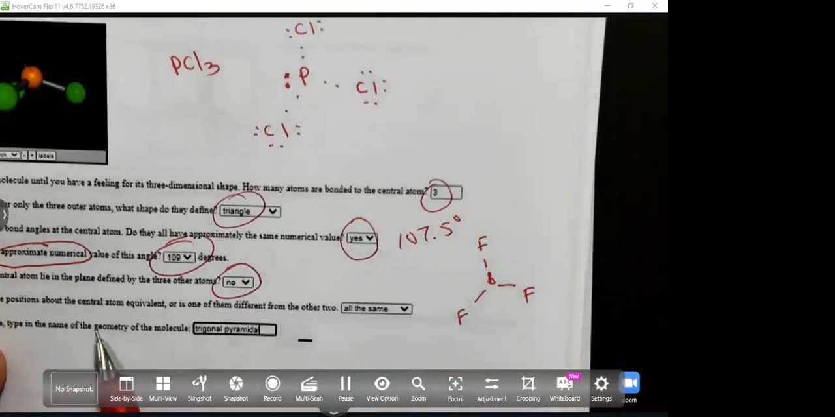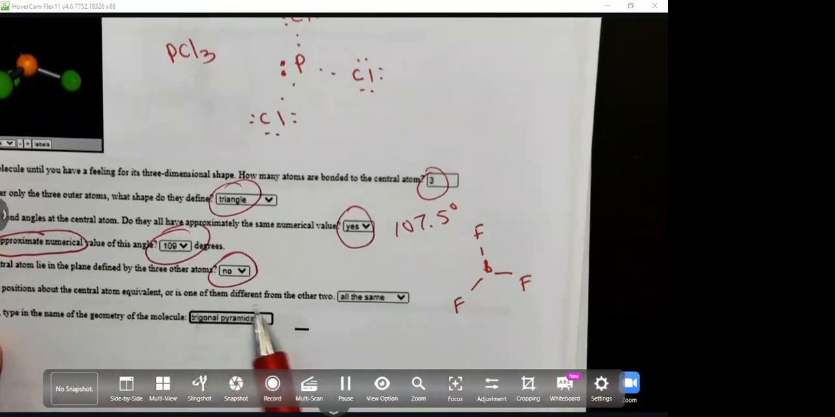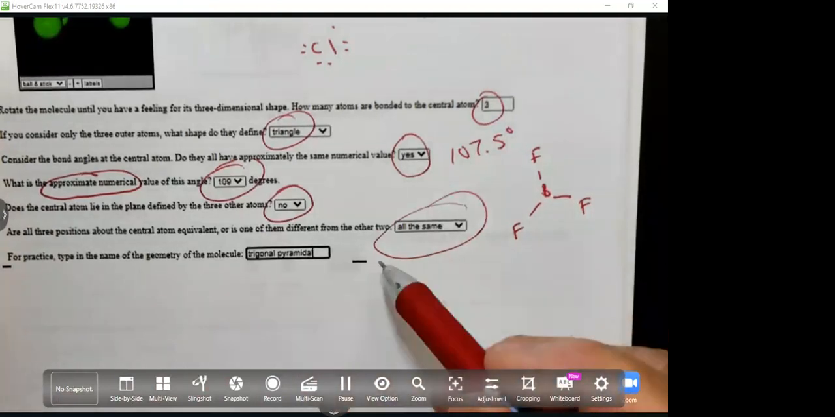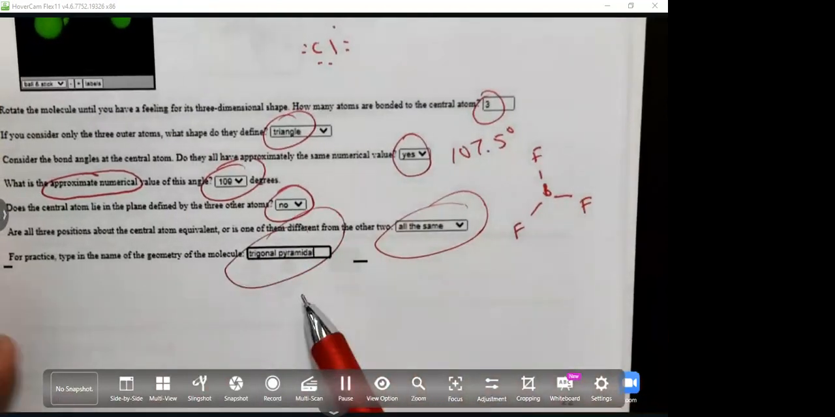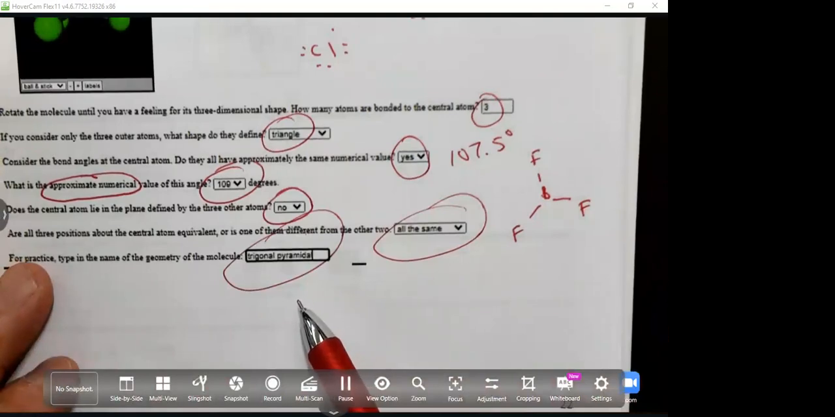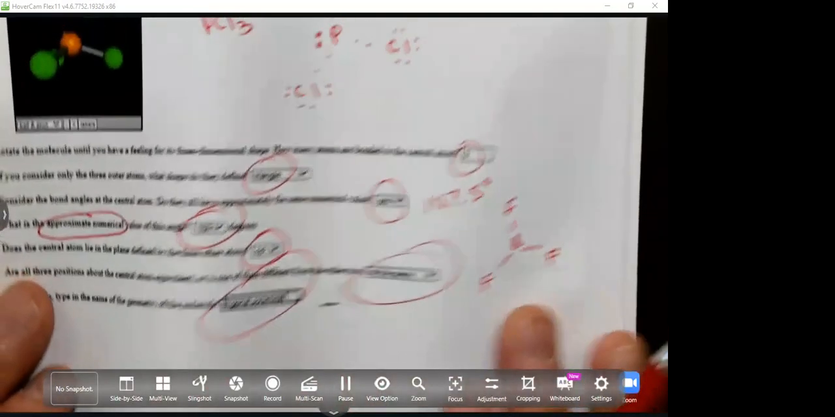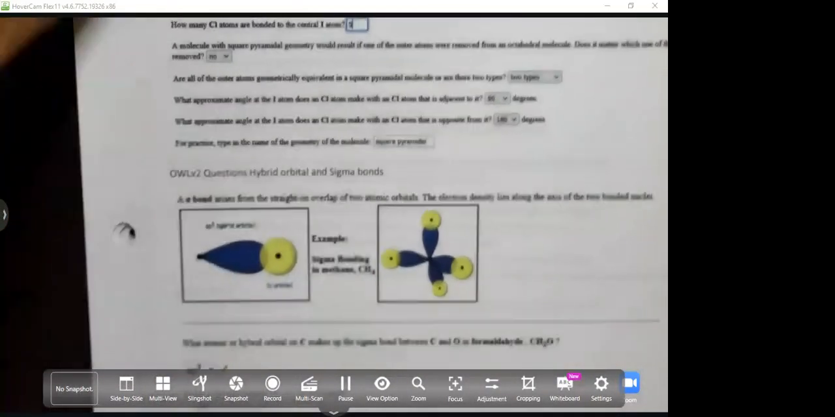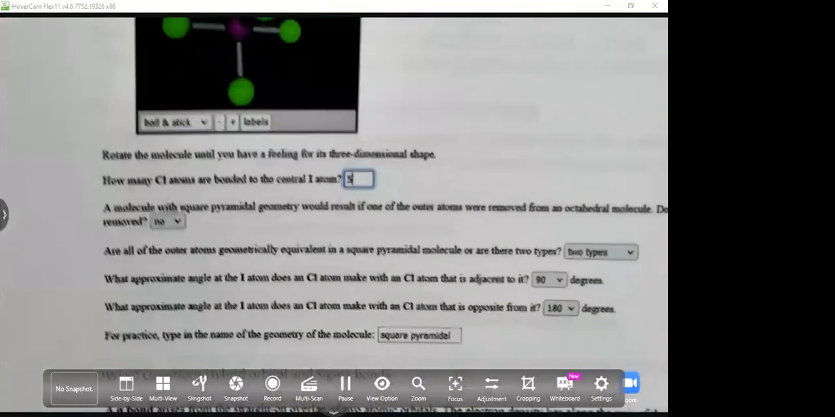Are all 3 positions above the central atom equivalent, or is one of them different? They're all the same. And a 3-1 would get us trigonal pyramidal, right? Trigonal pyramidal for a 3-1. Another odd question on the next page.